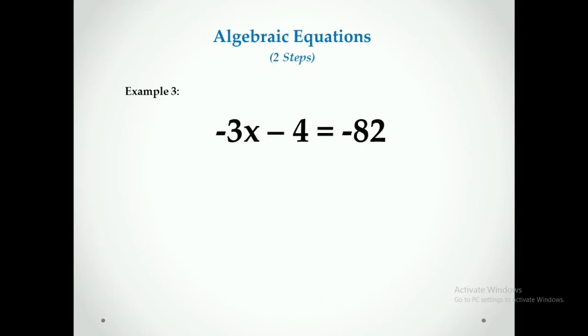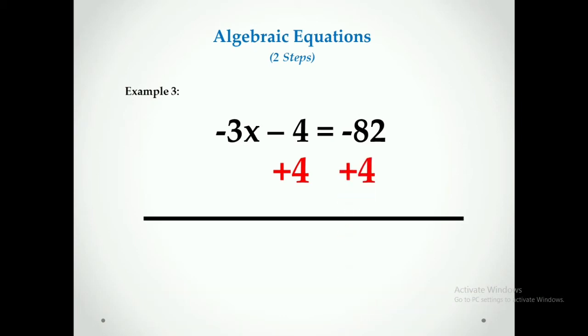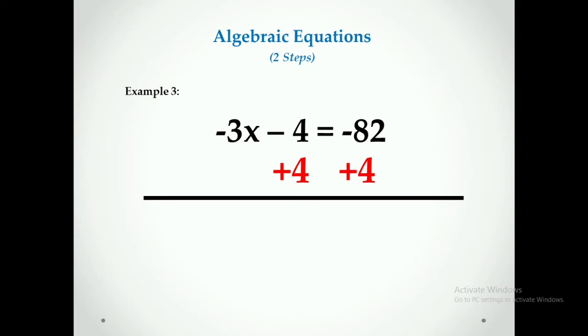Alright, here's another example. This time we're working with some negatives. So we have negative 3x minus 4 equals negative 82. Now, since we are subtracting 4, we have to undo that subtracting 4 by adding 4. Adding 4 to one side means that we have to add 4 to both sides, leaving us with negative 3x equals negative 78.